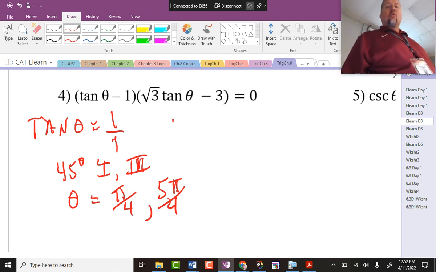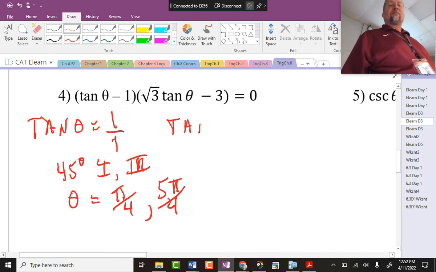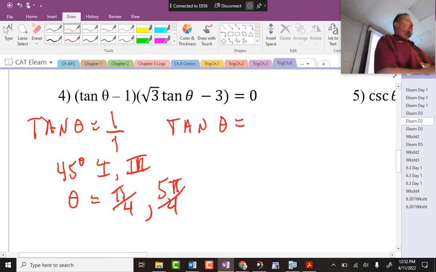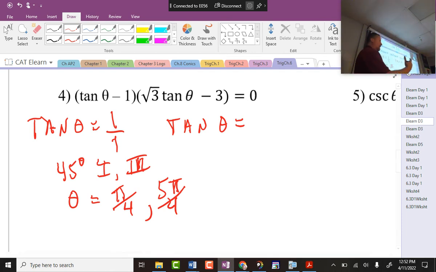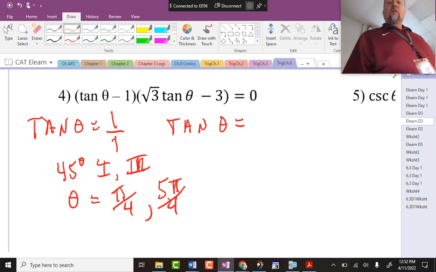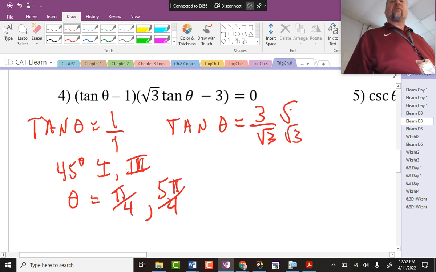So what's tangent of theta equal to? This is a good one. Good thing we had a really good student that last hour that got this right. I was like, oh, you're right. So first of all, I'll do the math. What do you end up getting? What over what? So yes, it's 3 over root 3, which you said is 3 root 3 over 3.